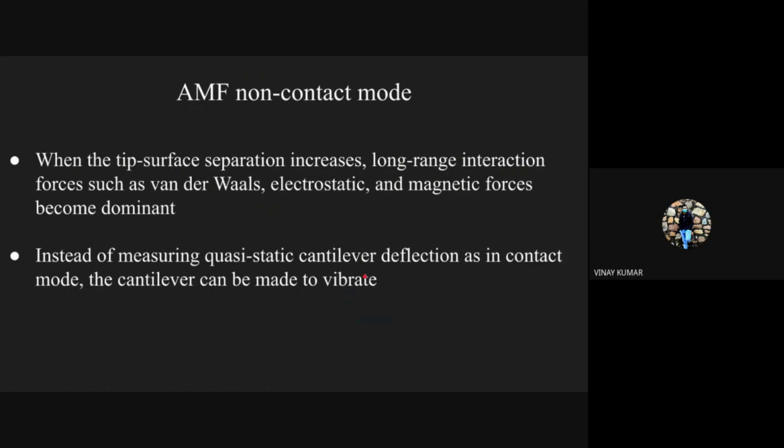Next we have the non-contact mode. Here, instead of touching the surface, a separation is maintained between the sample and the tip. The forces that come into interaction between the tip and the sample are long-range forces, such as van der Waals, as I have shown in the diagram earlier. Depending on the distance, van der Waals, electrostatic or magnetic force becomes dominant. Instead of measuring quasi-static cantilever deflection as in contact mode, the cantilever can be made to vibrate at a certain resonance frequency.